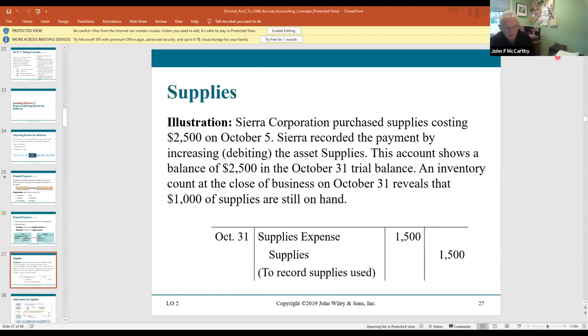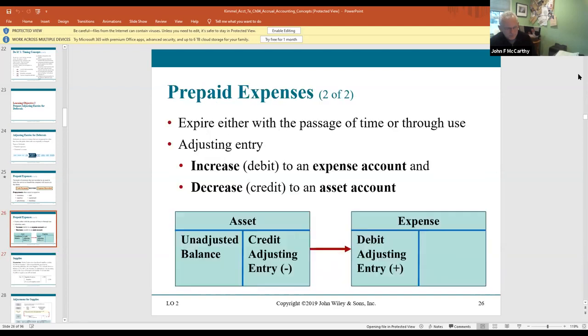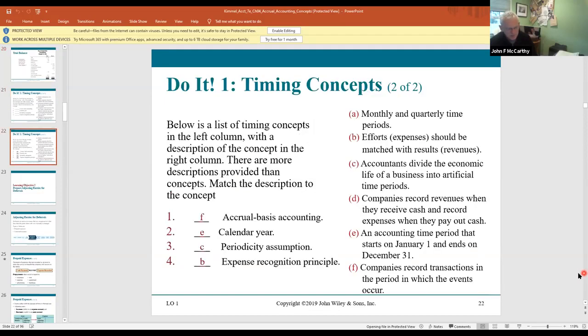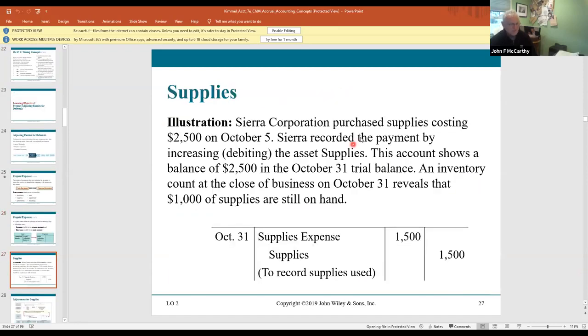So if we went back to the trial balance, it showed we had $2,500 of supplies. And that sort of carries through here. Initially we recorded the $2,500 of supplies, and we did that last chapter, debit supplies, credit accounts payable or credit cash, depending on the payer. This account shows a balance of $2,500 on October 31. Well, when someone went out to count the supplies at that date, there was only $1,000 of supplies on hand. So we have to get the $2,500 of supplies down to $1,000.